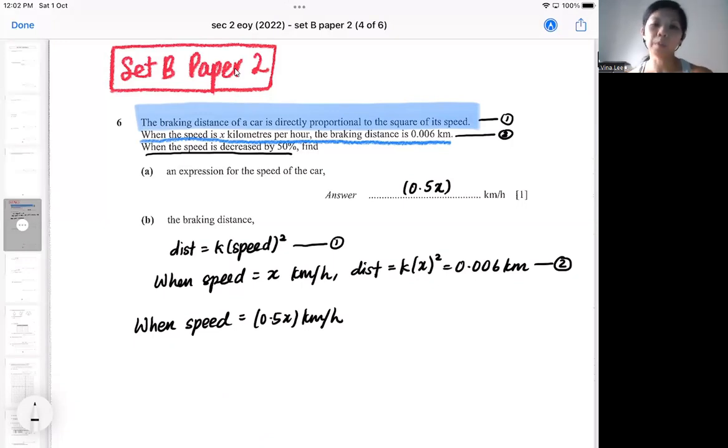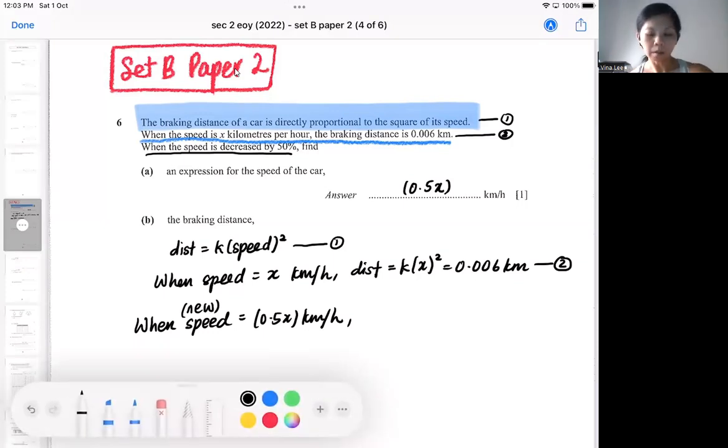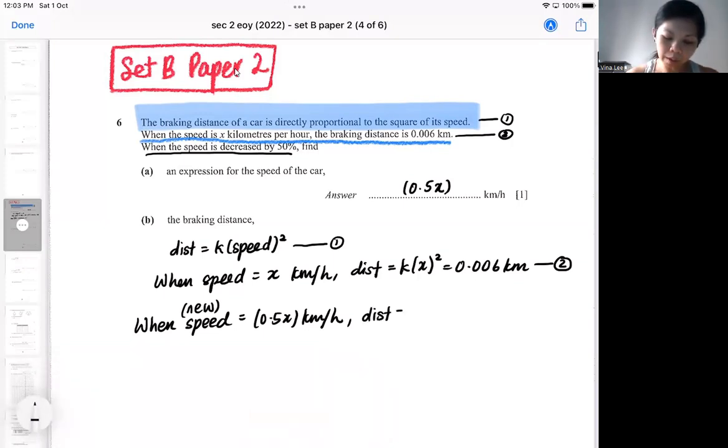When you got a new speed, you should be thinking about the new braking distance. Logically speaking, if you got the speed to be 0.5x, now your distance should be k times 0.5x with a square. That should follow the thinking. But most of you, after you understand that the speed is 0.5x already, your thoughts will just be distracted there. You don't know what you're supposed to think next.